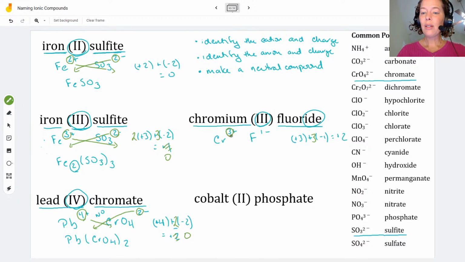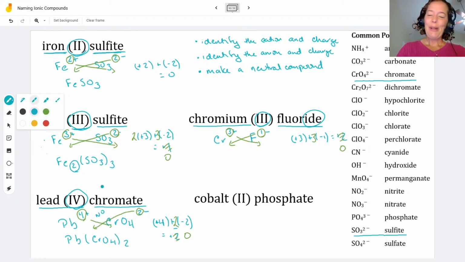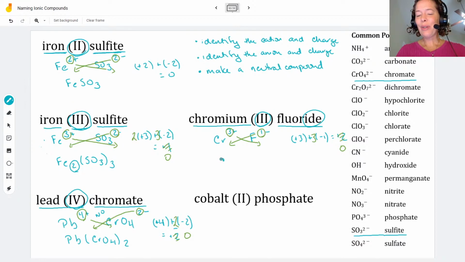Or crisscross. I always want to say crisscross applesauce. I'm just used to my kids saying that. Okay, so this is going to be CrF3 for chromium(III) fluoride. Again, the 3 did not tell you how many chromium atoms. It just told you the charge.